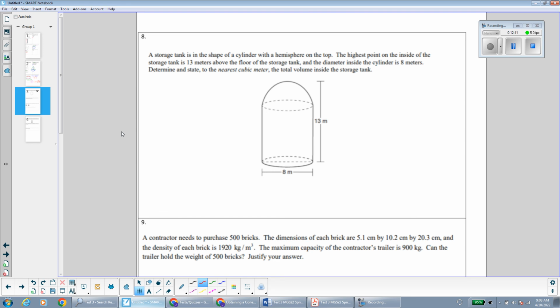So the storage tank is made up of two parts, as the question says. It's made up of the cylinder on the bottom and the hemisphere on the top. So we're going to have to find two volumes here. We need the volume of the top hemisphere, and we're also going to need to find the volume of the cylinder on the bottom.